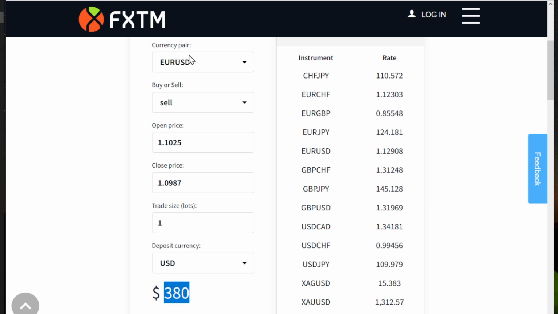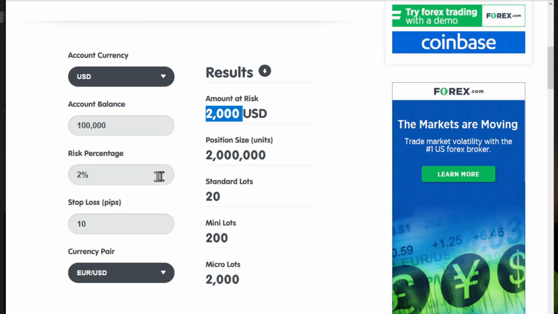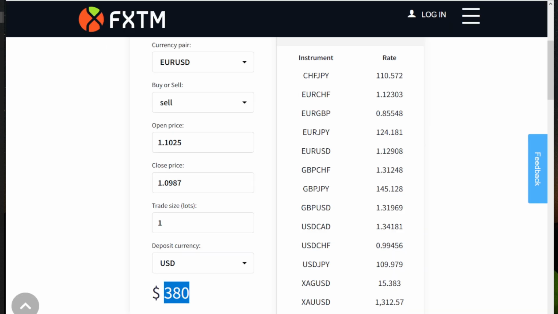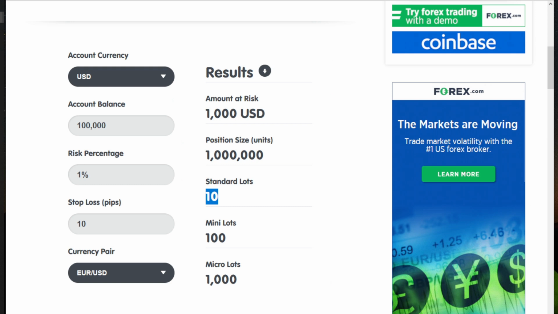And let's say that you only want to make $380, then that means you don't have to risk 2,000 to make 300. You could say, you know what, I want to risk 1%. So there, right there is $1,000. There's our 10 lots. That would be this one. That's still $3,800.